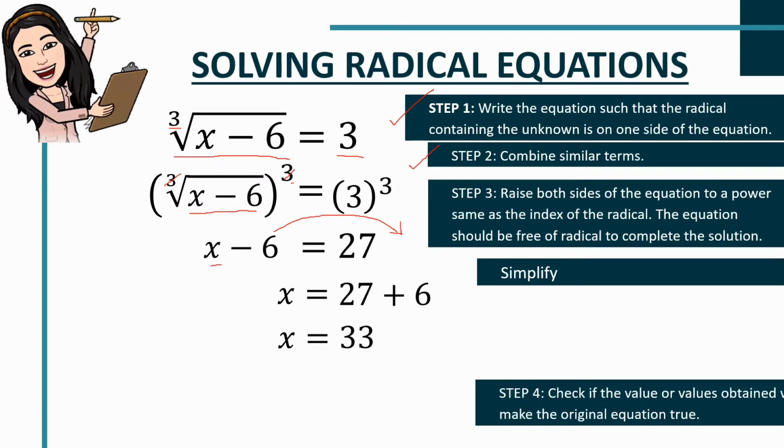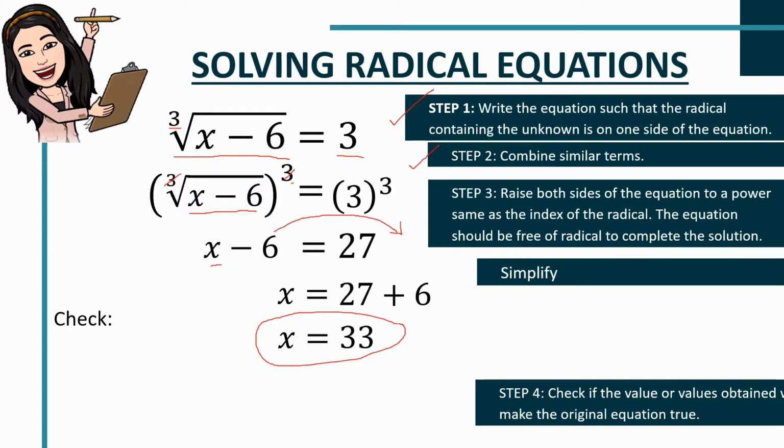upon transposing. Now, simplify ulit natin. 27 plus 6 is equal to 33. So therefore, the value of x is equal to 33. Did you understand? Okay, so therefore, this is our answer.